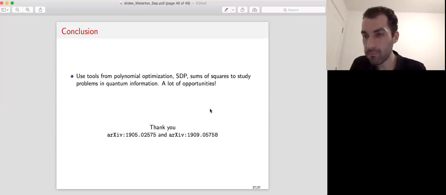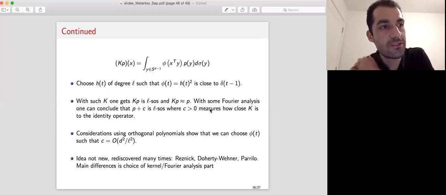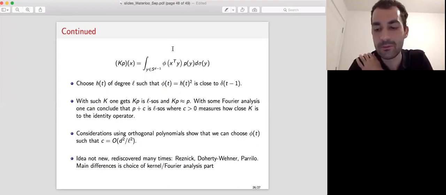Yes, one question. Is this d squared over L squared optimal? You cannot improve it or something? No, we don't have any result that shows it's optimal. It's optimal for this technique. You can show that there is no way to choose the phi and so on that gives you something better than d squared over L squared.